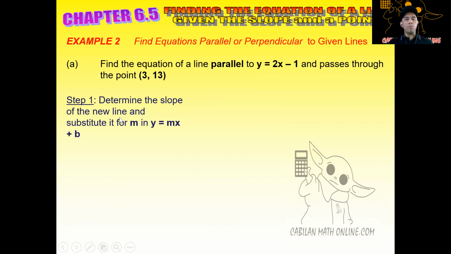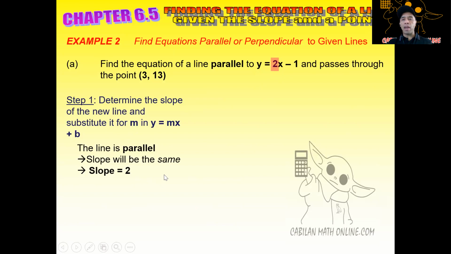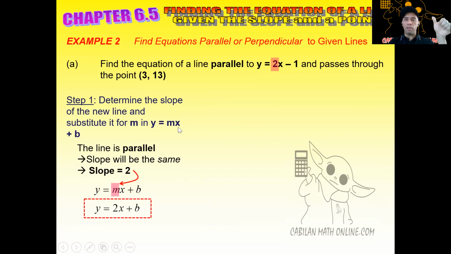So step number 1, what we want to do here is determine the slope of the new line. And whatever that is, we have to substitute it for m in y equals mx plus b. So remember when you have lines that are parallel, they have to have the exact same slope. So if you look at the original line over here, our slope here is going to be 2. And the reason for that is because they have the same slope. So right now, all we know is that this brand new line is going to have an m value of 2. So that's step number 1. Notice this is the exact same step, just a little bit turned up a notch to give it a little bit more difficulty here. All right? Okay, so that's step number 1.